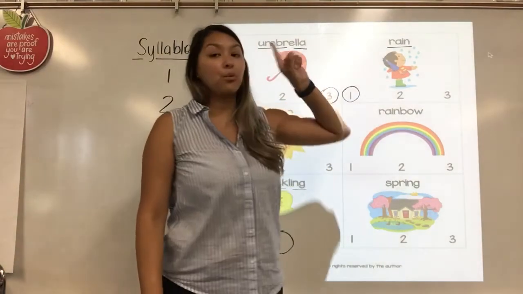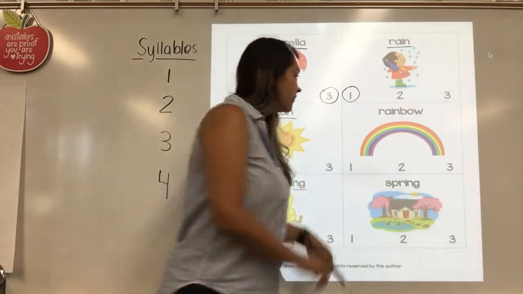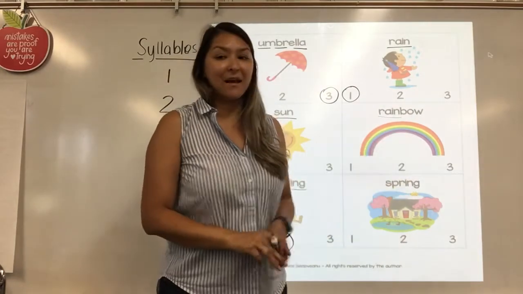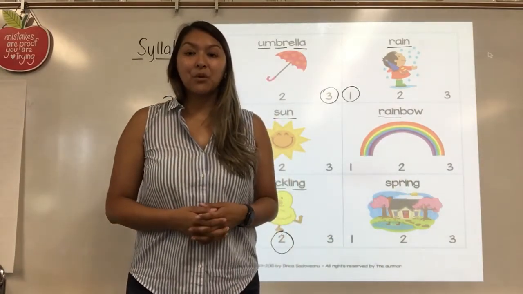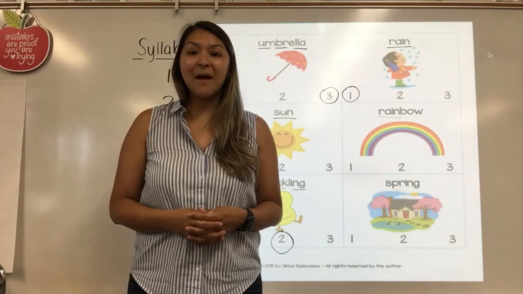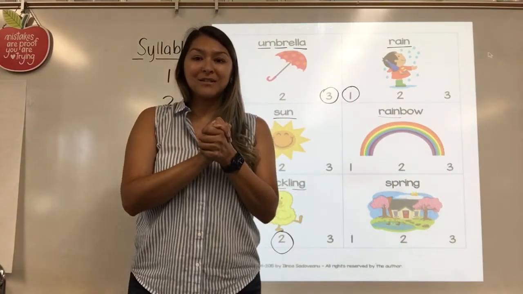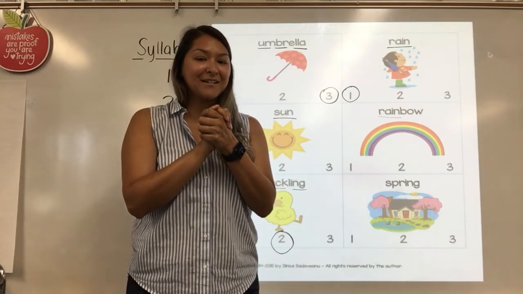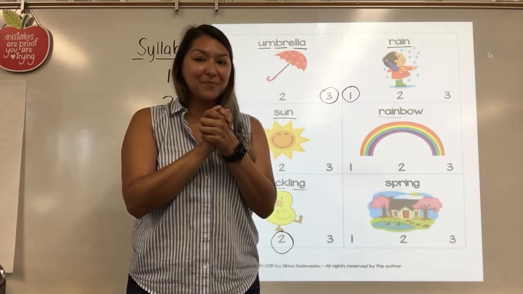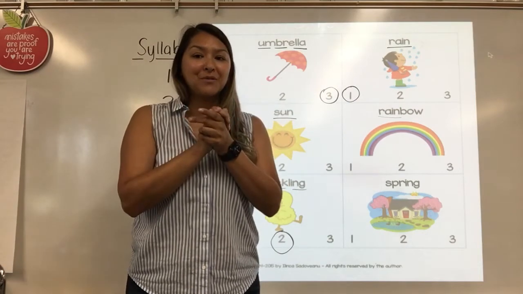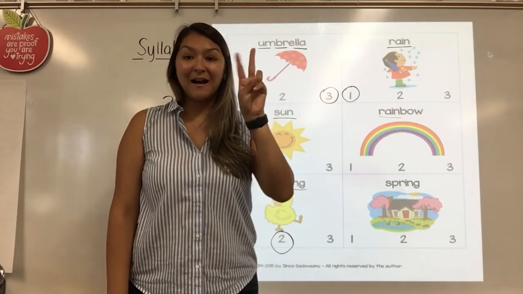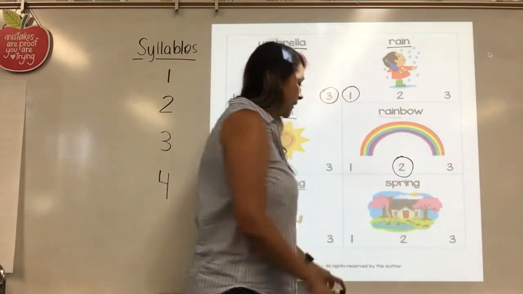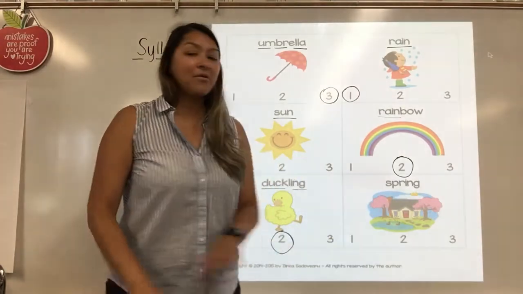Let's go to rainbow. Wow. So we know that rain is one syllable all by itself, and the word rain is actually in rainbow too. But the word doesn't end there. Let's say the word together. Rainbow. Now let's clap it. Rainbow. Good. One more time. Rainbow. How many syllables are we hearing? 1, 2, or 3? I hear 2. I'm going to go ahead and circle the number 2. Very good. How about the last one?